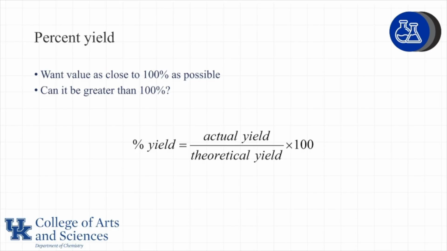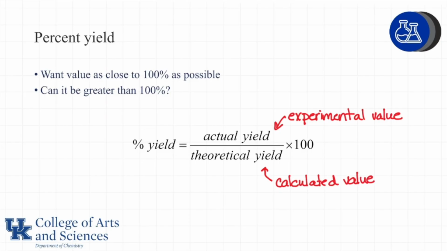Just like with other percentages, we'd find the percent of something by taking a part over a whole times 100. In this case, we have the percent yield equals the actual yield, that's our part because it's going to be less than the theoretical, over the theoretical times 100. Remember, the actual yield is our experimental value, what we actually measure when we do the experiment, and the theoretical yield is the calculated value.